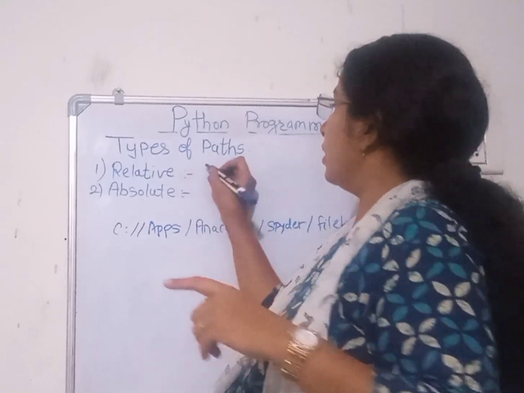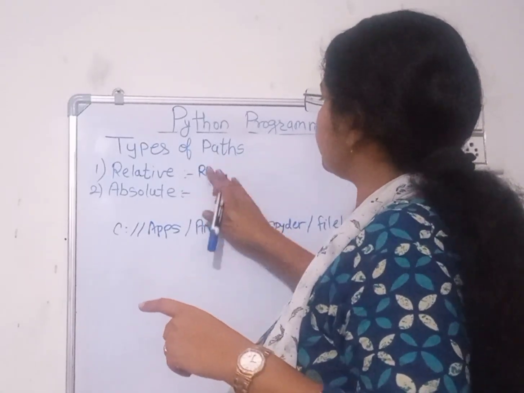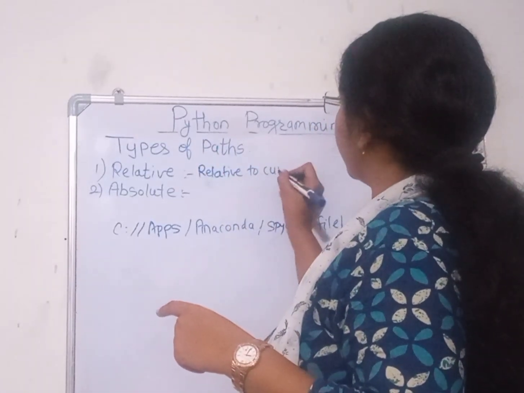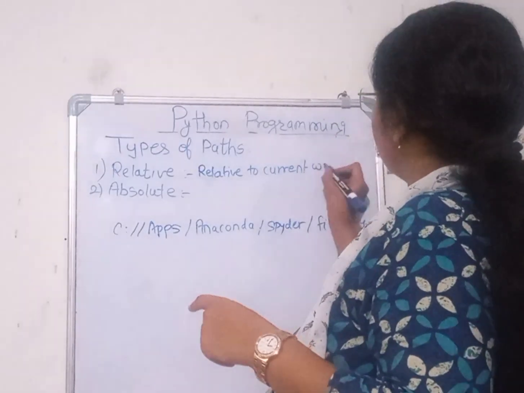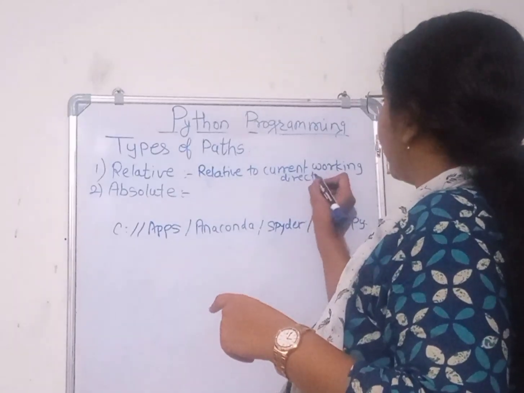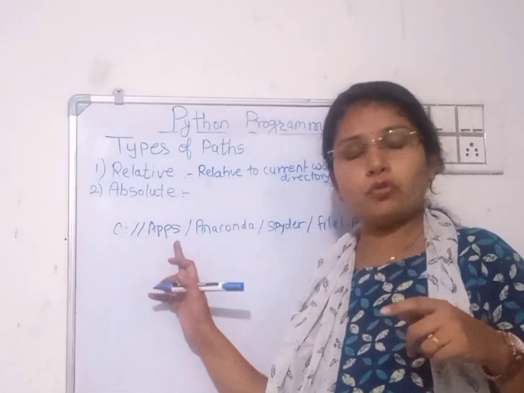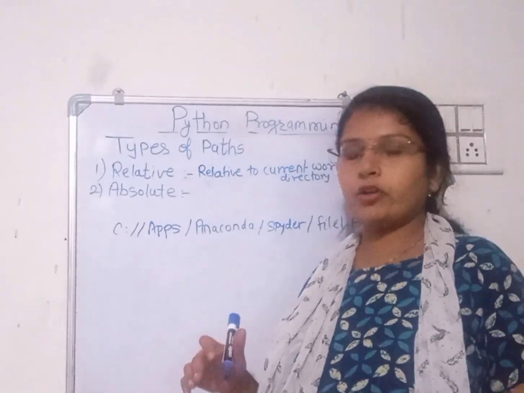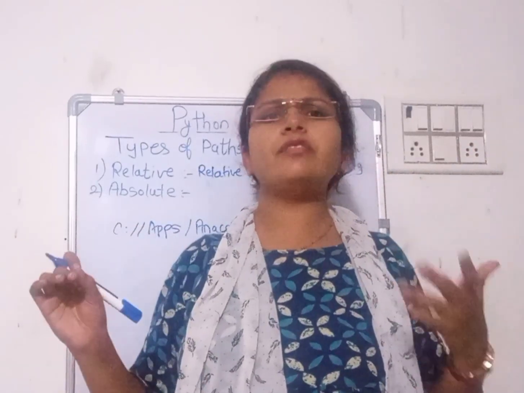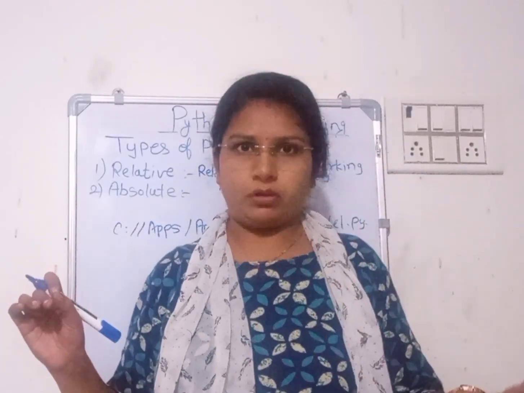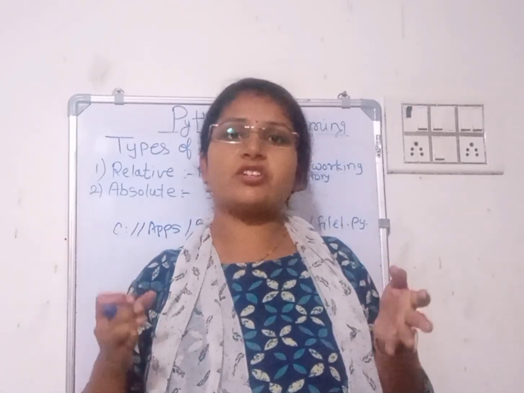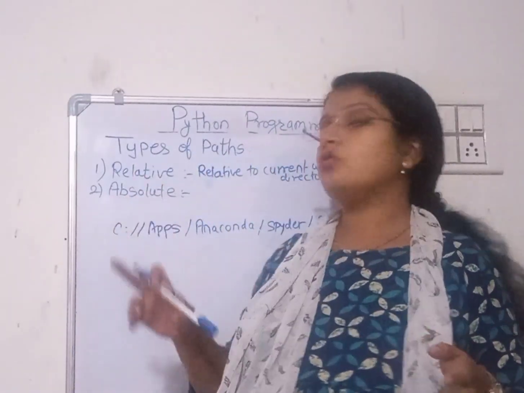So this is relative to the current working directory. That means you are not changing this directory and folder, you are saving the file in that directory only. So in that case you don't have to mention the complete path. Even if you mention the complete path, it's not wrong, it is okay, but why give the long path when you can just mention the file name only, right? So this is your relative path.